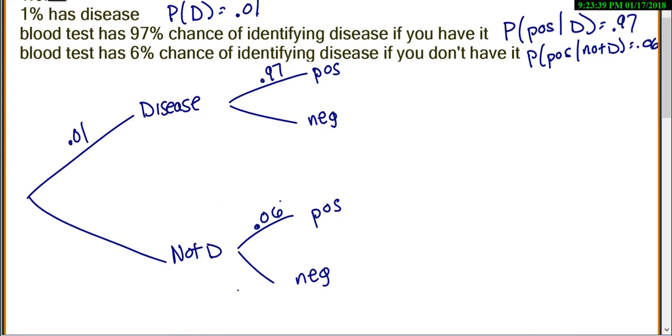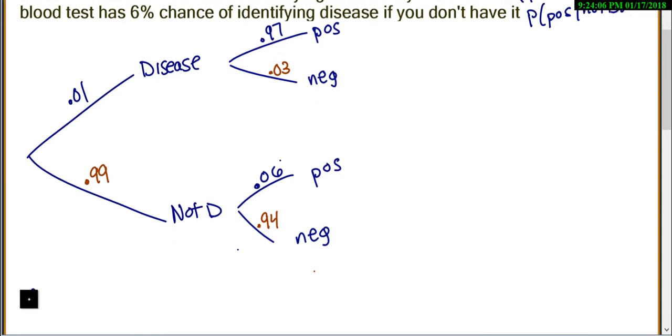At this point, it's really easy to figure out the missing spots. So if this is 0.01, this branch has to be 0.99 because they all add up to 1. And if this branch is 0.97, this one has to be 0.03 because these two have to add up to 1. And if this is 0.06, this is 0.94 because these two branches have to add up to 1. At this point, I still haven't even looked at what they've asked. I've just been writing out what they told me through the picture.